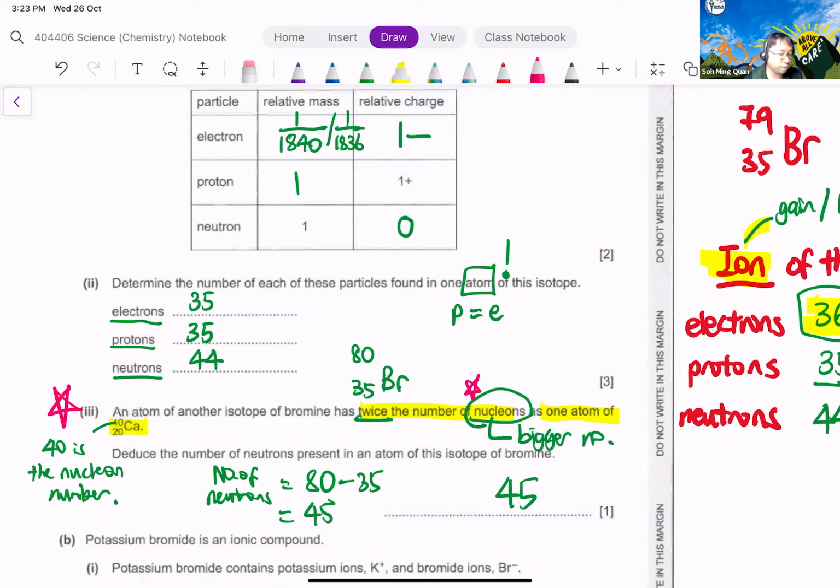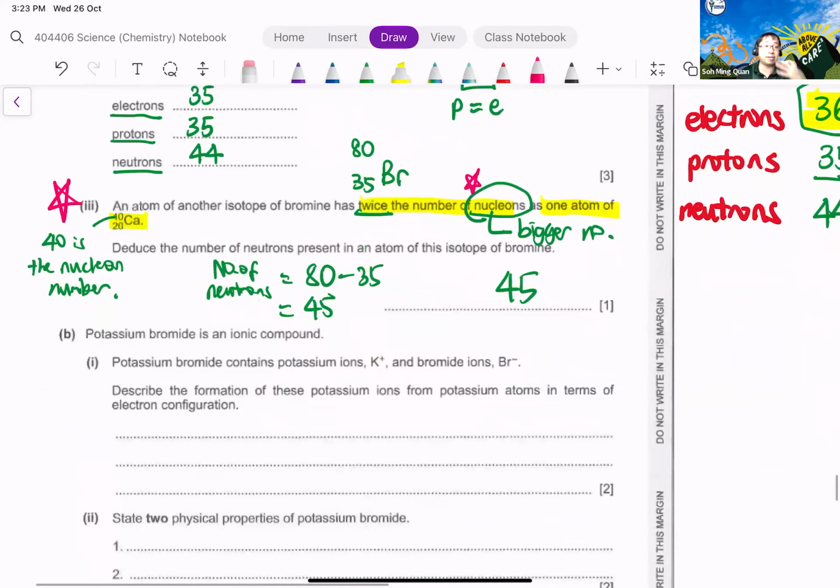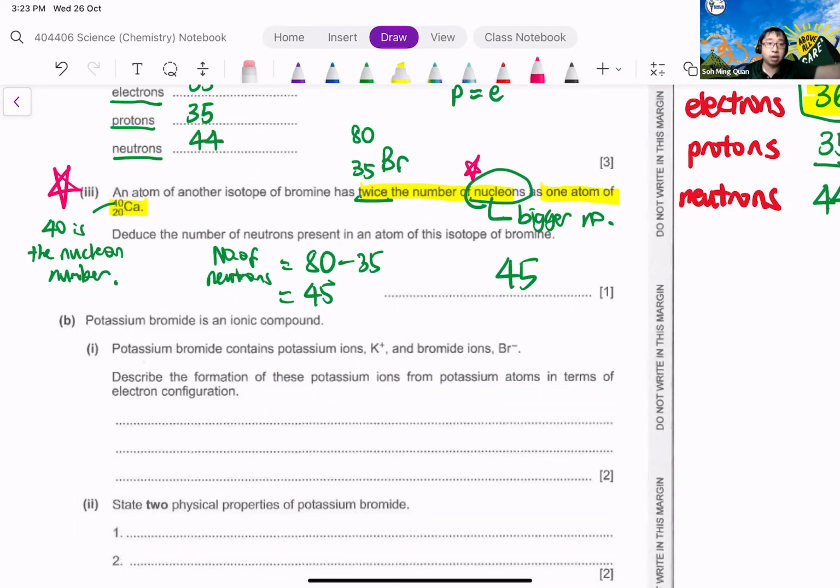All right, moving on to part B. Now, potassium bromide is an ionic compound. It contains K plus and Br minus, right? So this is exactly what we talked about just now, Br minus. Bromine gains 1 electron to form Br minus. So describe the formation of K plus ions from potassium atoms. In terms of electron configuration, this is a hint to you that your answer must have electron configuration inside it.